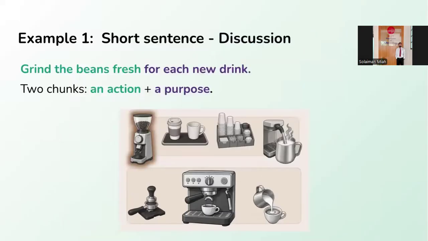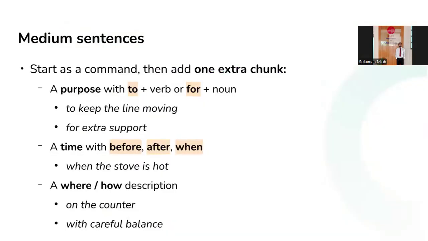Chunks in that example were "grind the beans fresh," and "for each new drink," an action and a purpose. 2 chunks, that's the basic short shape. The middle sentences generally add one of 3 common chunks to a basic command. The first possible chunk is a purpose, using to plus a verb or for plus a noun. For example, "to keep the line moving," or "for extra support."